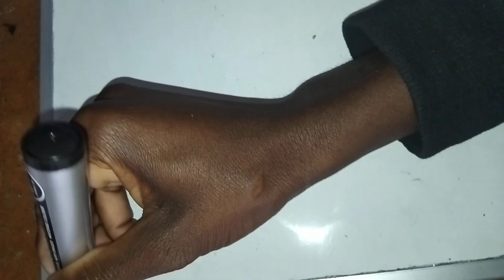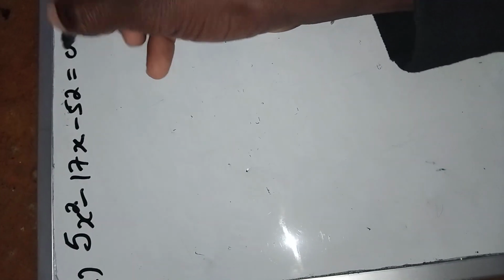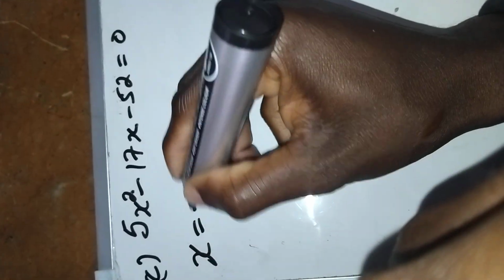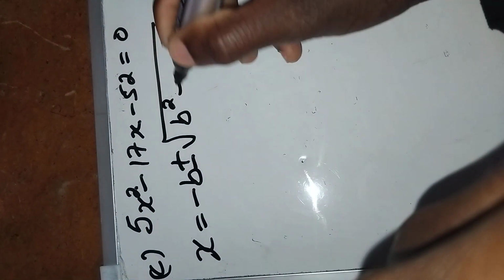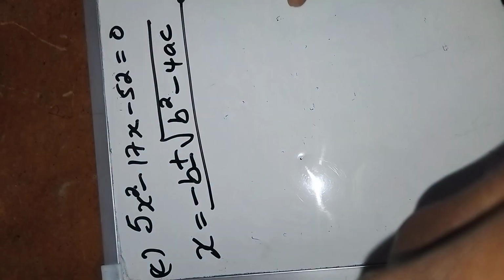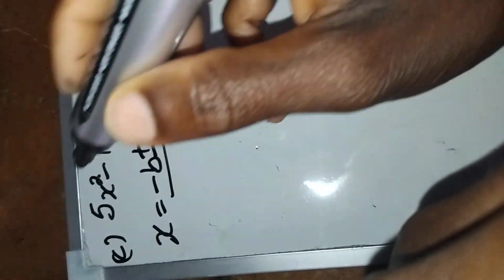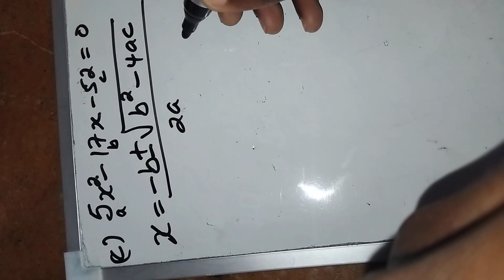So here in part C, to solve the equation 5x squared minus 17x minus 52 is equal to 0. It does not factorise, so we use the formula x is equal to negative b plus or minus square root of b squared minus 4ac, over 2a, where a is this, b is this, and c is this.